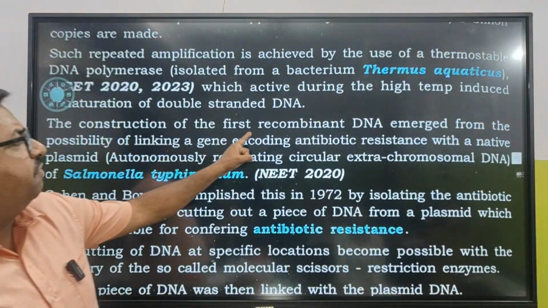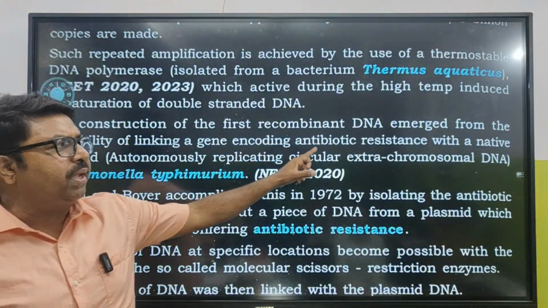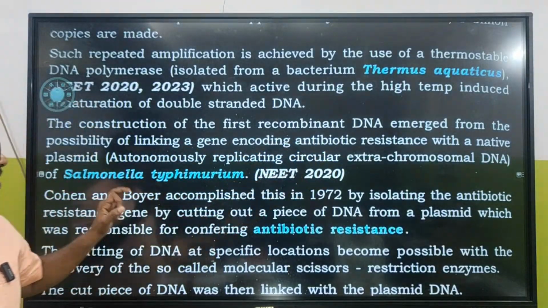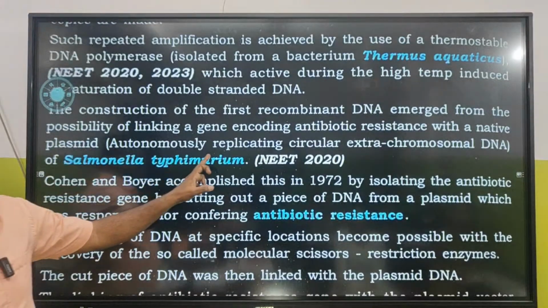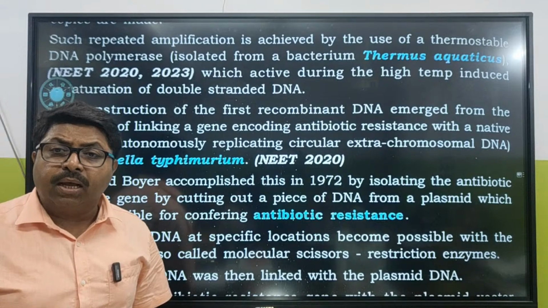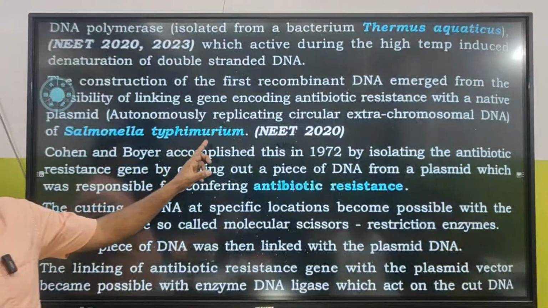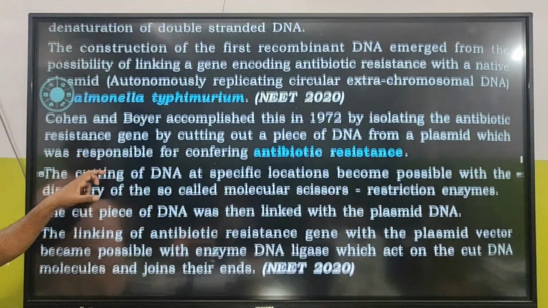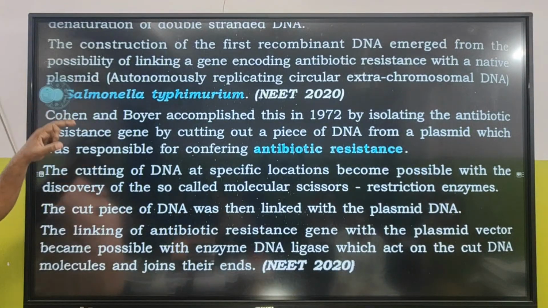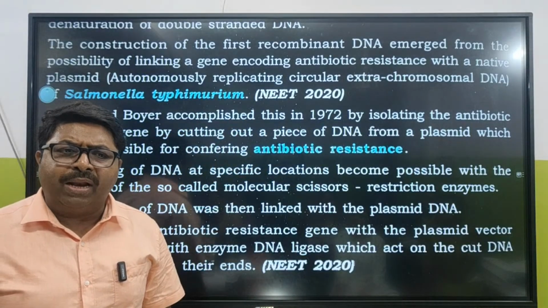The construction of the first recombinant DNA emerged from the possibility of linking a gene encoding antibiotic resistance with a native plasmid, an autonomously replicating circular extrachromosomal DNA, of Salmonella typhimurium. What is the meaning of autonomously? Automatically, self. Cohen and Boyer accomplished this in 1972.